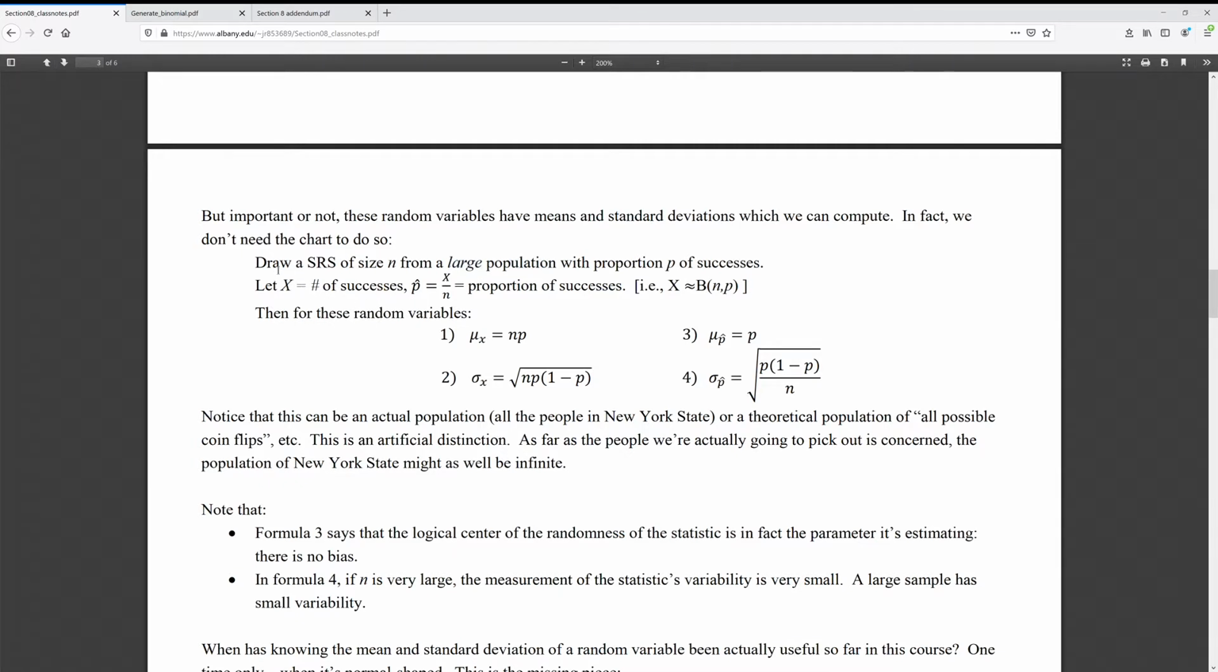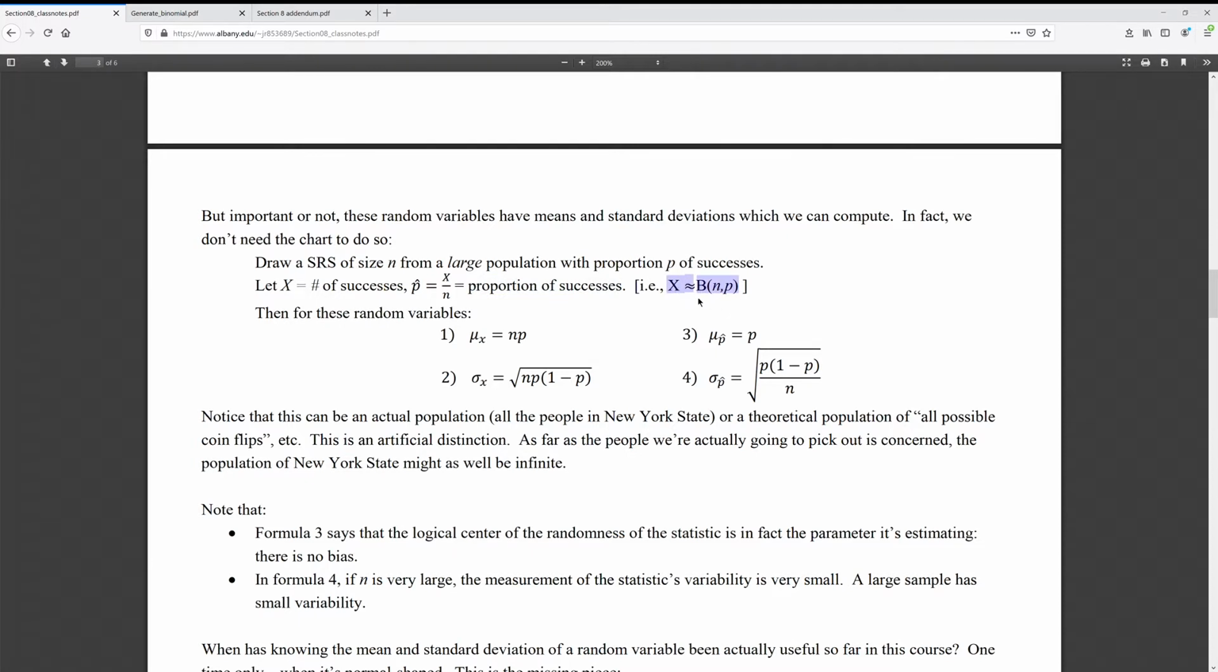So this is just a recap. Let x be the number of successes. Let p hat be the proportion of successes in the sample. So x is the number of successes you actually get, a statistic. p hat, which is x divided by n, is the proportion of successes in the sample, the sample proportion. Then everything I've just said tells you that x is binomial n comma p.